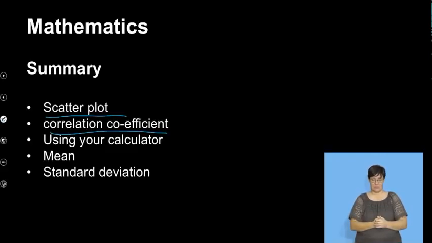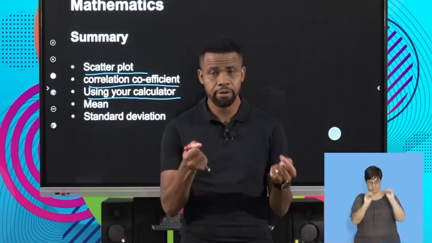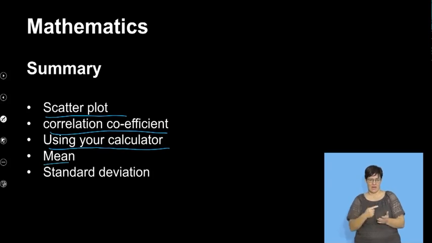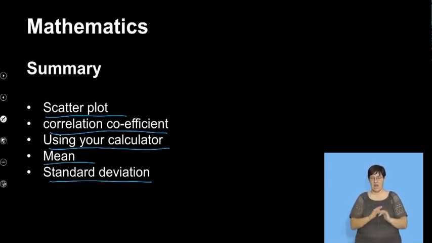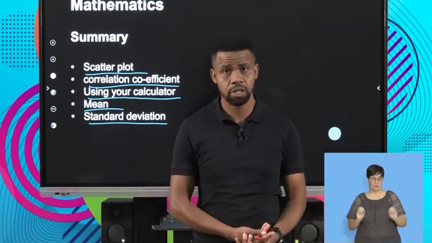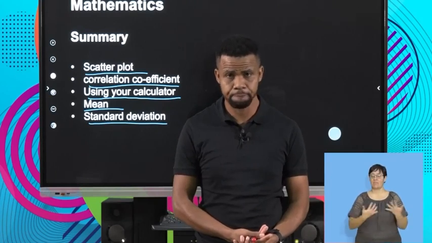And we can calculate the correlation coefficient using a calculator. You put in your table and you calculate your correlation coefficient. And we've looked at the mean and the standard deviation, and how the mean and standard deviation came in when calculating the correlation coefficient without using a calculator. Okay, we're together, guys.